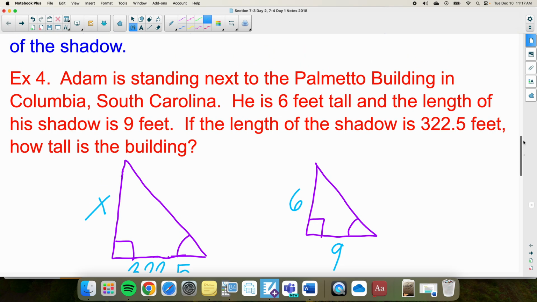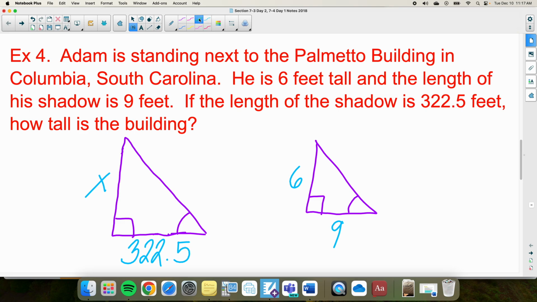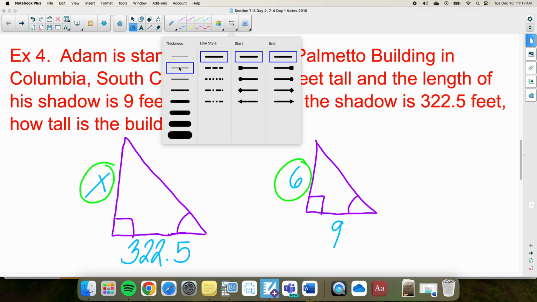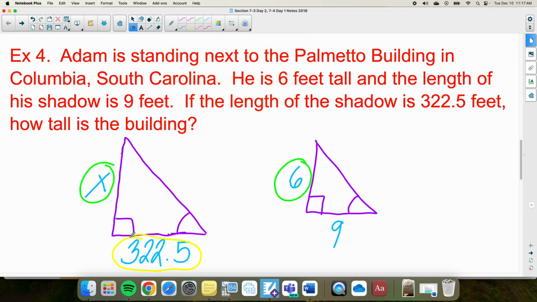Okay, so what we're gonna do is just set up a proportion. The way you do that proportion doesn't really matter, but the two heights would correspond as well as the two lengths of the shadows. So if I set this up, and let's say I went green over green, x over 6 equals yellow over yellow, that's 322.5 over 9. Now we could go ahead and do cross products.